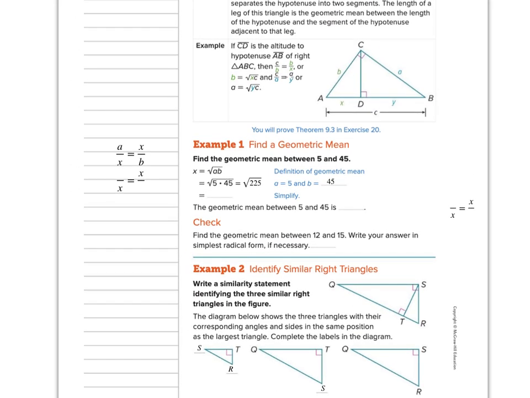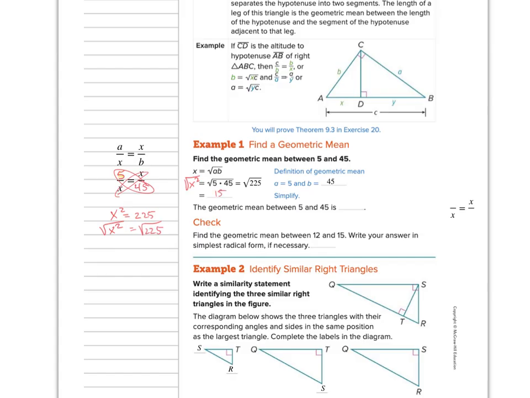So again, it says the geometric mean between two numbers. There it is. These are my two numbers. Here's my geometric mean. I simply fill that in. So I would have, between two numbers 5 and 45, when you do the cross product property, you get x squared is equal to 225. You find the square root of both sides, and then we know that x is going to be equal to 15.